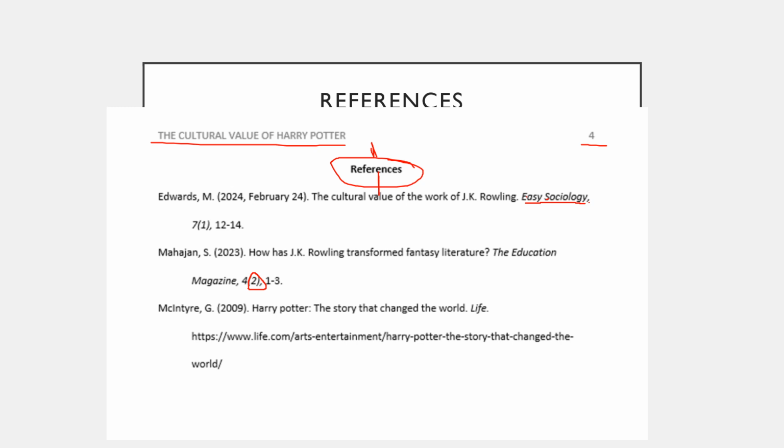Now, the last part that you can see on that line is 12 to 14. Those are the pages where you can find the article. So again, the idea here is that I could go to this journal article and know that I need to pull volume 7, issue 1, and go to page 12, and there's the article. And again, OWL Purdue tells you what order and what things to include, so you need to use that.